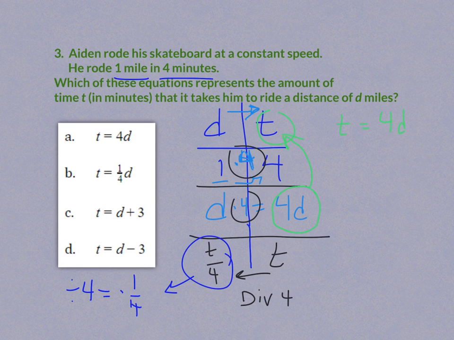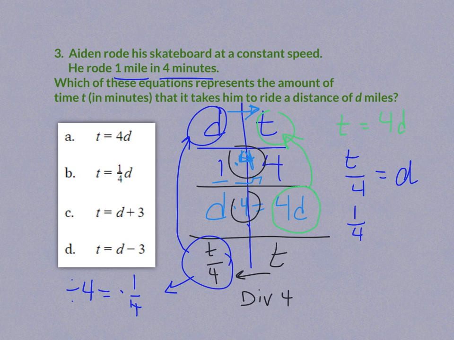So I know that my equation t over 4, or t divided by 4, is going to be equal to d. T divided by 4 equals d. And I also know that dividing by 4 is the same as multiplying by 1/4, so I could also write that as 1/4 t equals d. So these are the equations that I know that I can write.